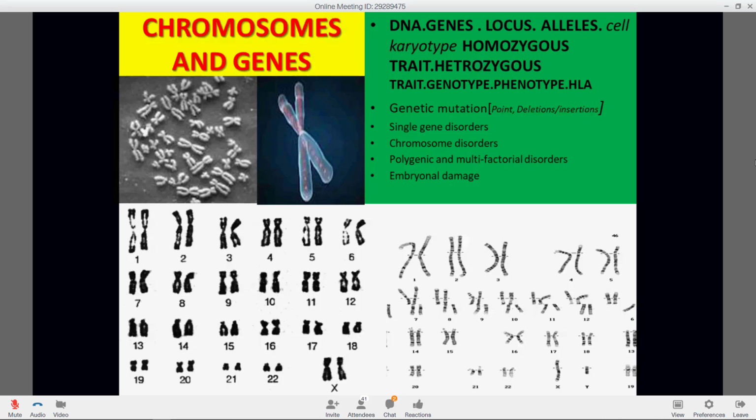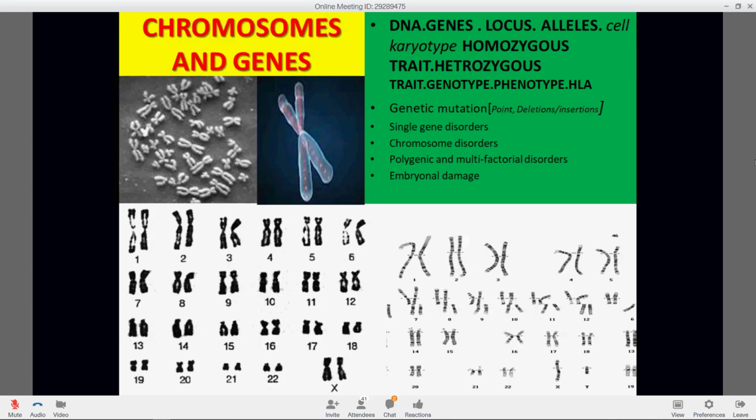The part of the DNA that is responsible for transmission of a criteria from the parents to their sons is called the gene. And each gene is located in a certain place in a certain chromosome. This is called the locus.